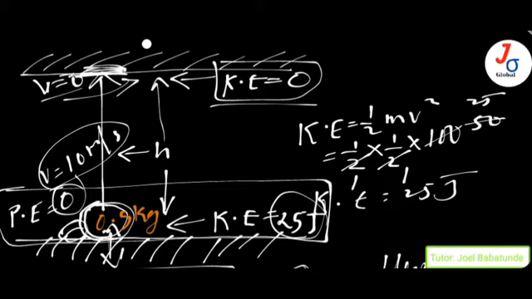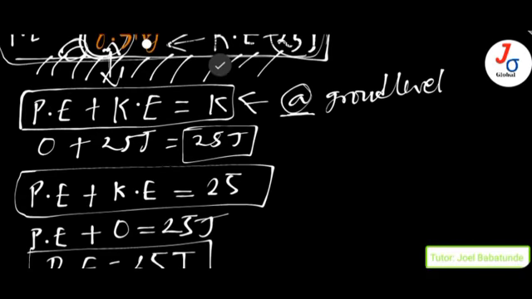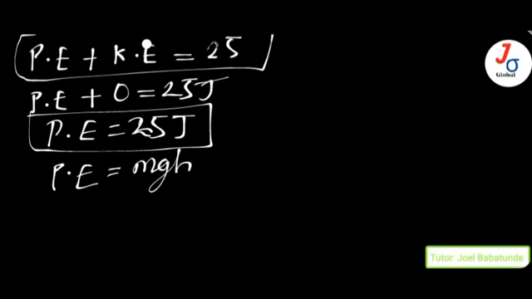All right, good. Now, how do we find the height? We already said that the potential energy at the top is 25 joules. Remember that potential energy is equal to mgh, and we're looking for the height. That's the maximum height at the top, where potential energy is equal to 25 joules.